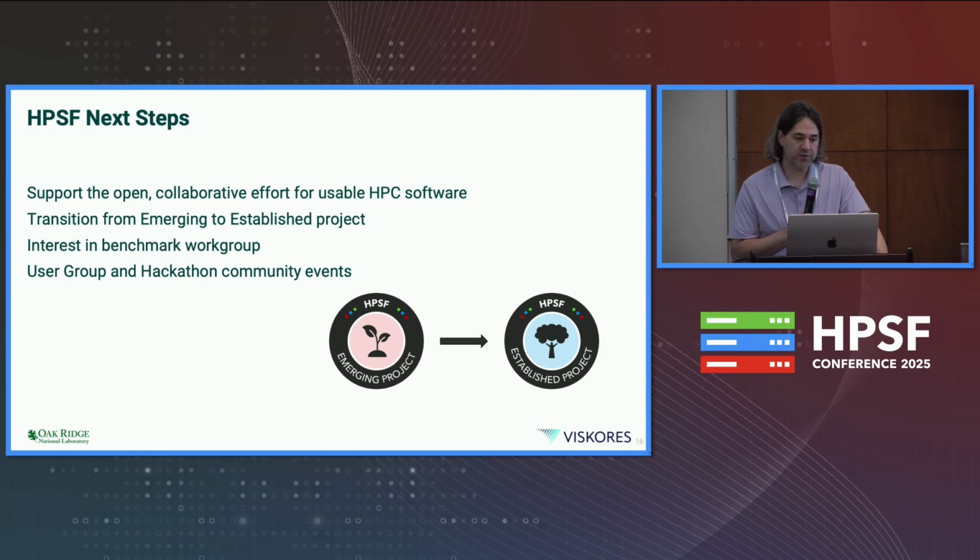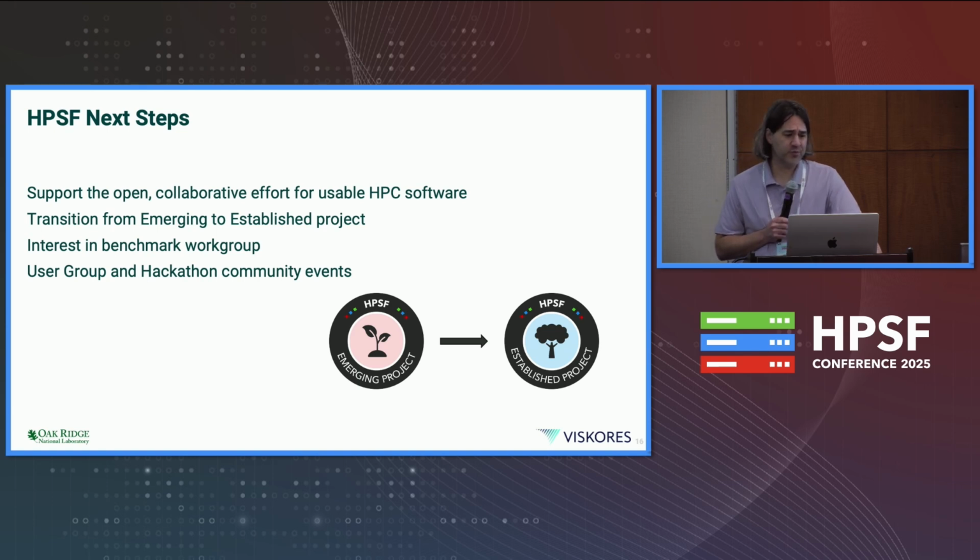Of course, we always want to support the open collaborative effort for usable HPC software. That is very important to us, not only for our software, but for the community at large. I don't think any of us could really survive without that. One of our next steps will be transitioning from an emerging project to an established project. Viskores has been around a while. It's quite stable. We probably could have started as an established project. But we were in a bit of a software change during that time, and we thought this would be a good time to flex the emerging and established project roles within HPSF to see what would happen as we move from one classification to the next.